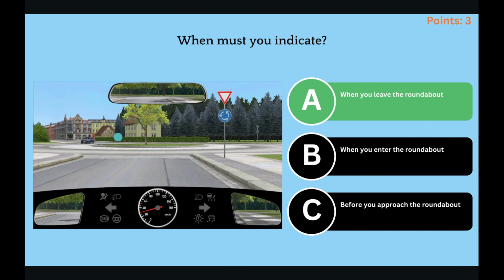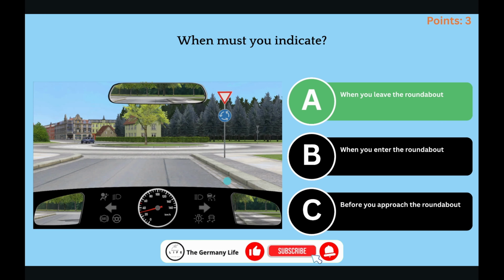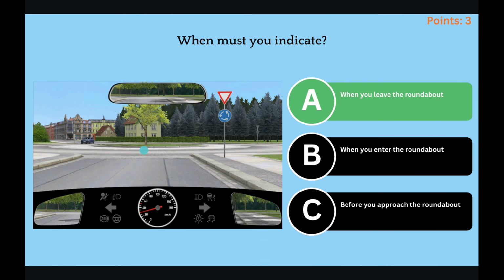Take a look. We see a sign that tells us that we are approaching a roundabout. In the roundabout, cars already inside the roundabout have priority. Therefore, we must wait or slow down to allow them priority before we can continue. But it's not required for you to indicate when you enter a roundabout, but you must indicate or turn on your blinker to leave the roundabout. This is a law in Germany and in other countries as well.